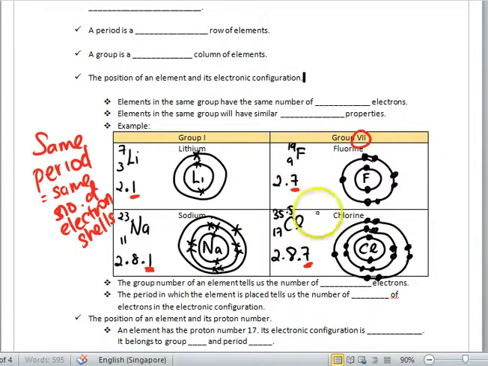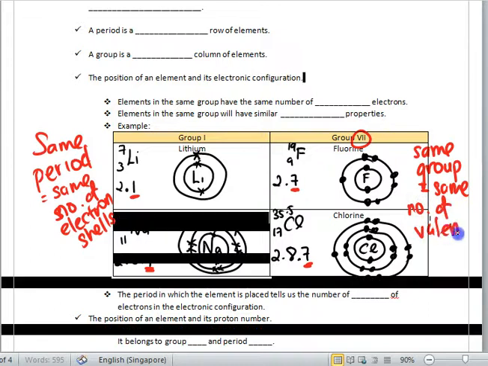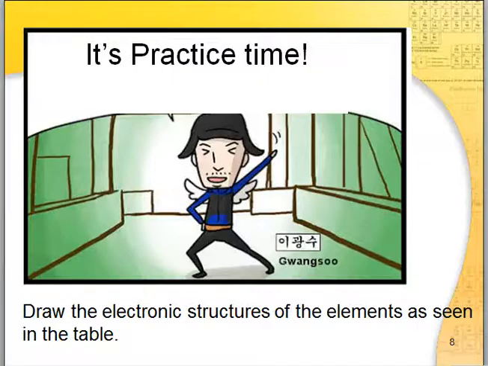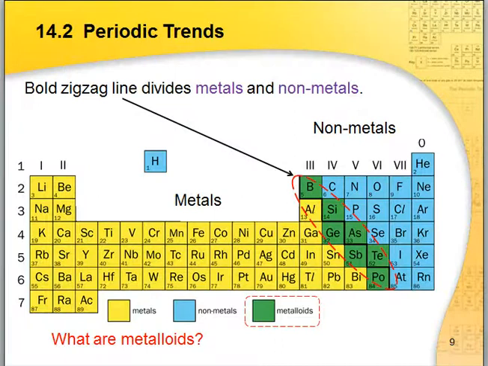So this is how you relate the group with the period. Same group equals same number of valence electrons. Okay, take note of this. So now, let's move on. What other things here do we have?